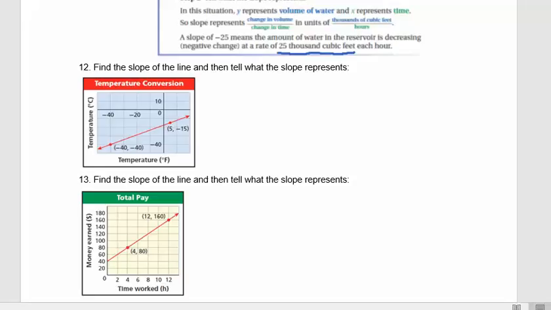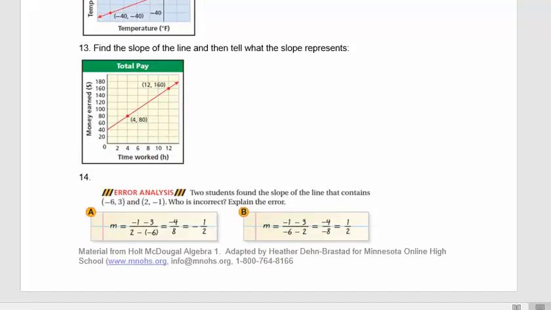And the second one is money earned and time worked. So this is how much money you earn per hour is what you're going to figure out by your slope. You'll be able to figure out this person's hourly rate. And then there's just one problem at the end where you have to figure out who made a mistake and say that, and then fix their mistake or explain what they did wrong, one or the other.